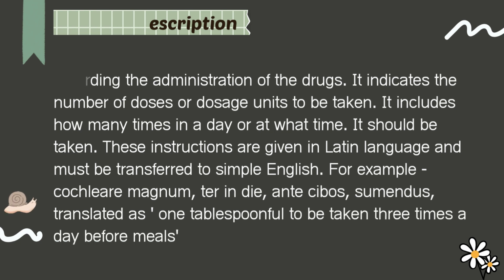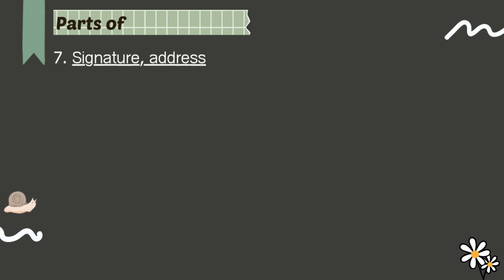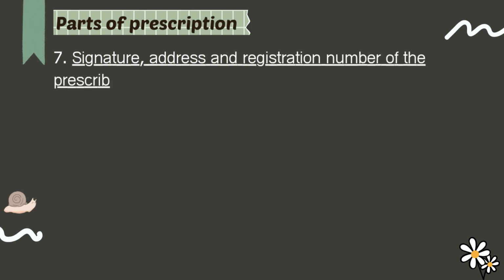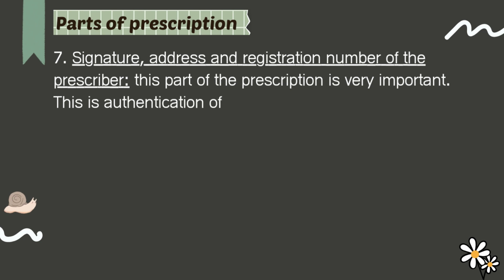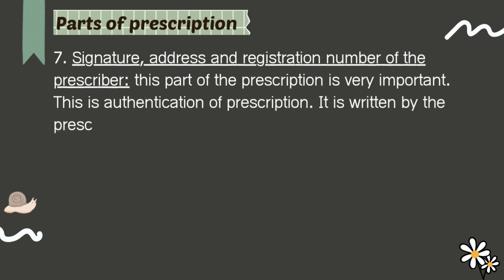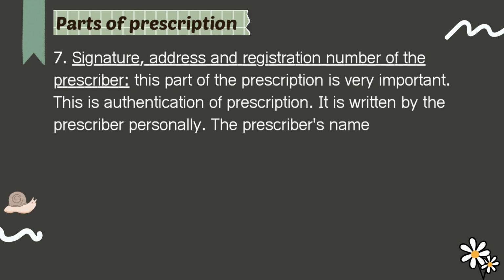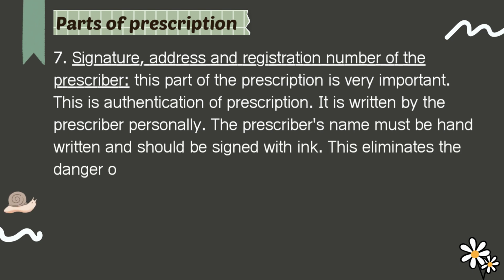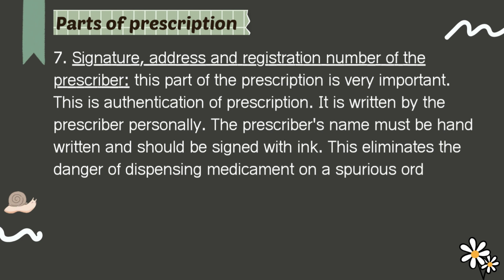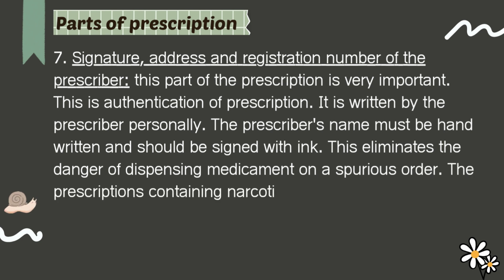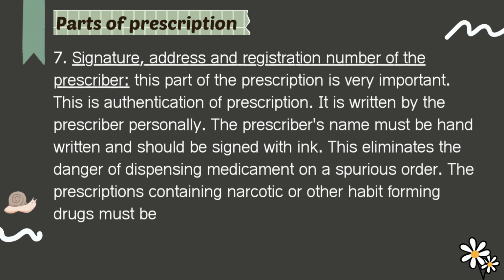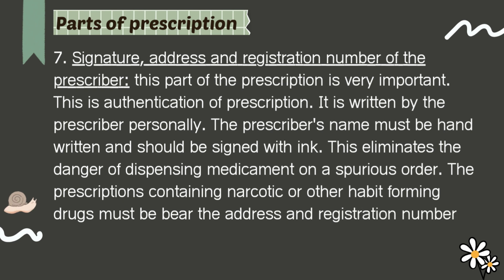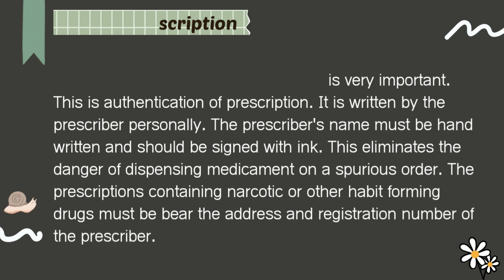before meals. 7. Signature, address and registration number of the prescriber. This part of the prescription is very important. This is authentication of prescription. It is written by the prescriber personally. The prescriber's name must be handwritten and should be signed with ink. This eliminates the danger of dispensing medicament on a spurious order. The prescriptions containing narcotic or other habit-forming drugs must bear the address and registration number of the prescriber.